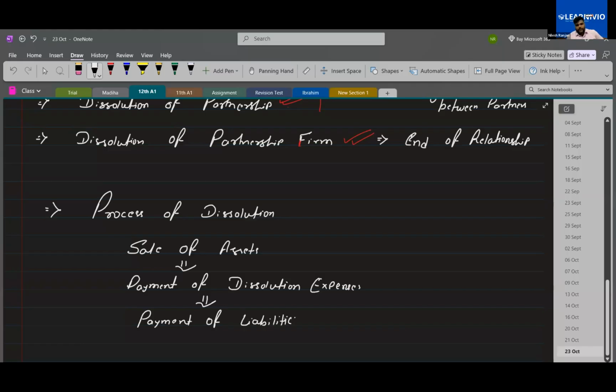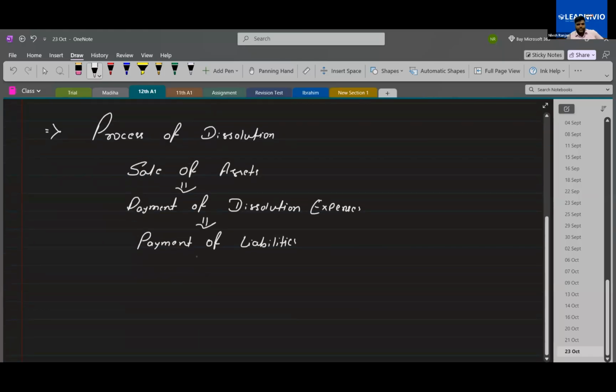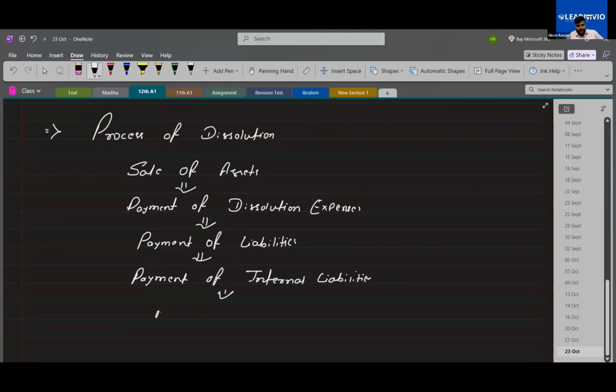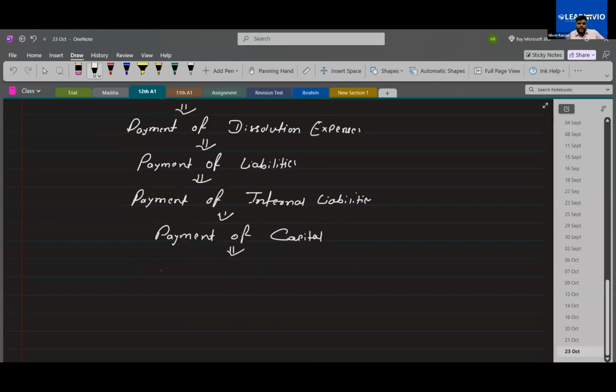Then, after payment of liabilities, if there is any balance of cash, then payment of capital. Even before capital, there come internal liabilities, then payment of capital. And after this, if there is anything left, it will be distributed as profit.